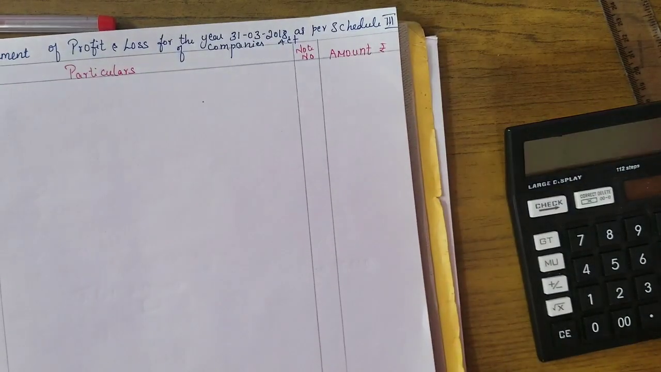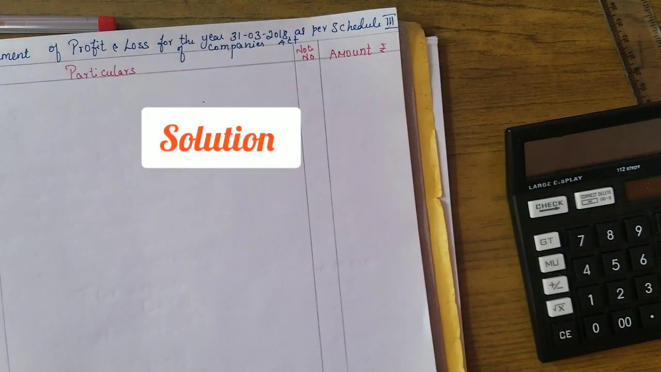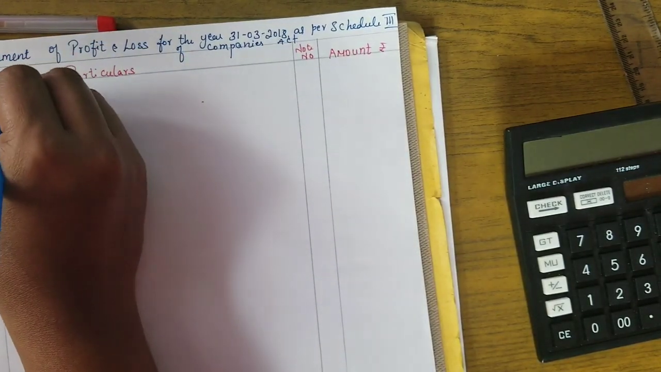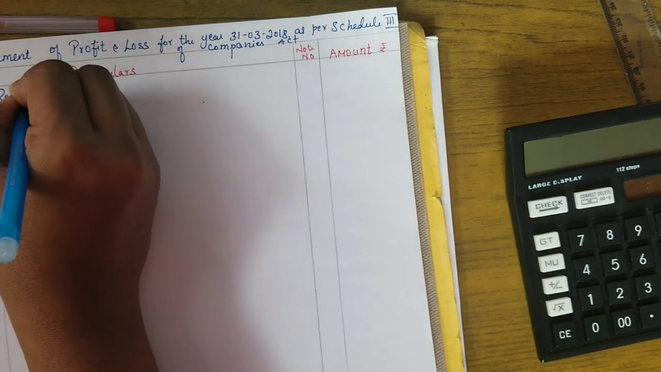So let's start with the problem. The first one, revenue from operations. They have given the sales.